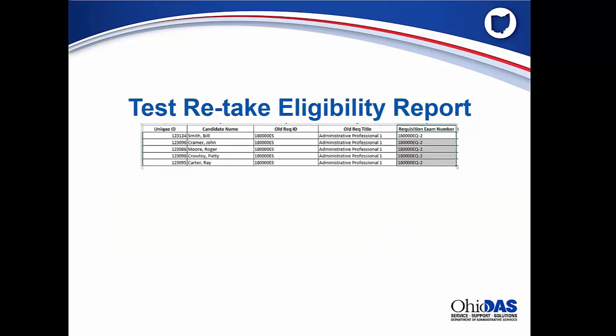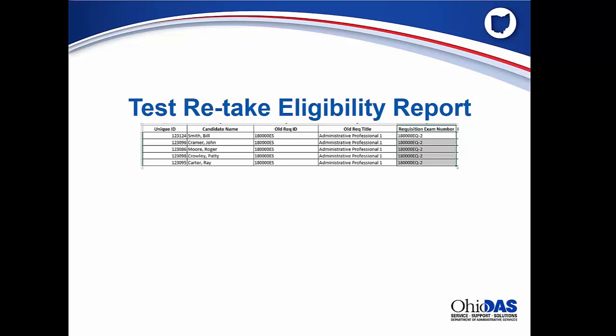before saving the document, we want to change the requisition exam number to the one that we're testing for. Remember in our earlier examples, we used 180,000 EQ-2. So we would make the change to this. You can basically just put it in the top cell and then copy it down. But we make this change so that we can properly import this information to our current requisition later.